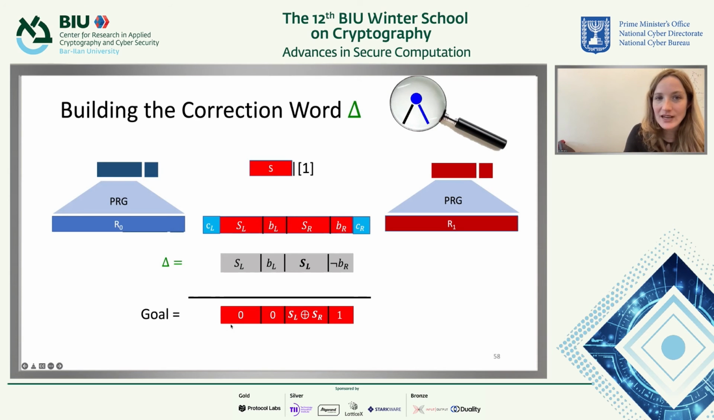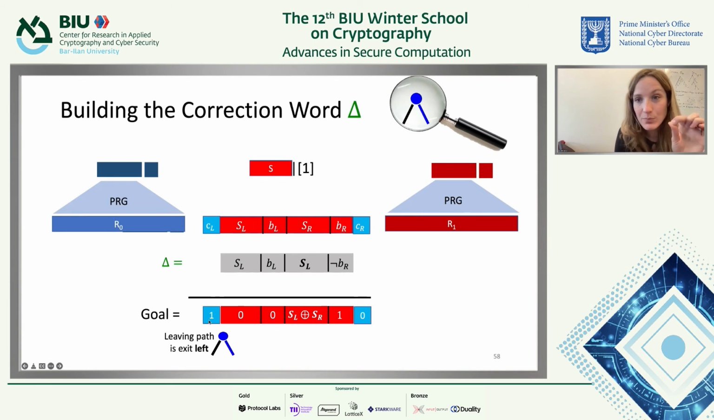Okay, the only thing that's going to change is dealing with this new column I'm introducing of these blue boxes. And indeed, what is the goal? Well, as I said, I want this bit to flip to be a secret share of 1 the moment you depart the path to the left. So here, when I continue on the path, that's not the case. This should be a secret share of 0. But over here, because I'm leaving the path at an exit left, the goal is that this bit will be a secret share of 1 here.